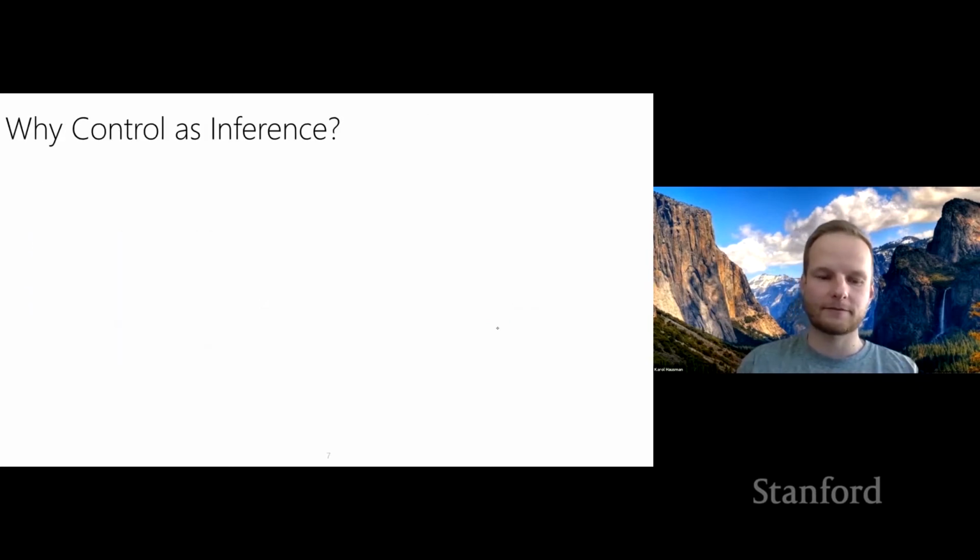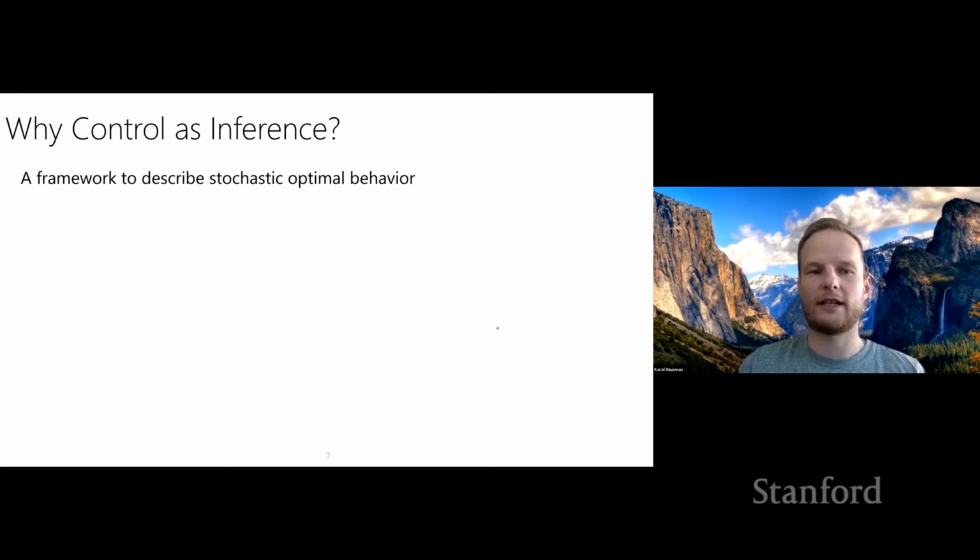All right, and then we'll also talk about control as inference, and this is a slightly different topic. So let me try to introduce it as well. Why this is important. This is a framework that allows us to describe a stochastic optimal behavior. So what do we mean by this? So far, our reinforcement learning algorithms only focused on optimizing the sum of future rewards. So they're just trying to be optimal.